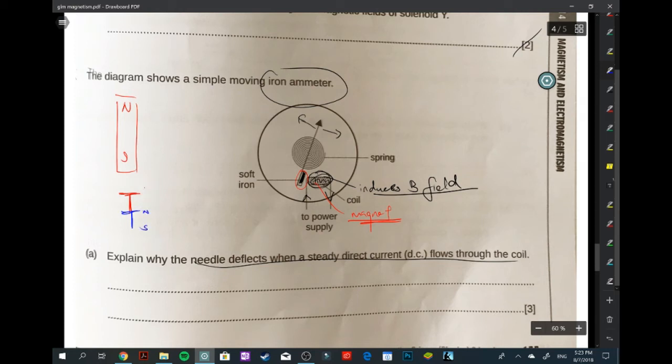Let me draw in red to make it better. So this is north, this is south. So what happens here? We call it magnetic induction. So there's a few parts to your answer, so let me just give you the answer.